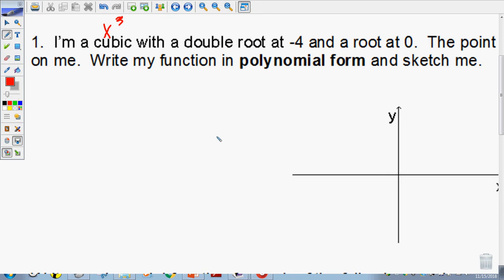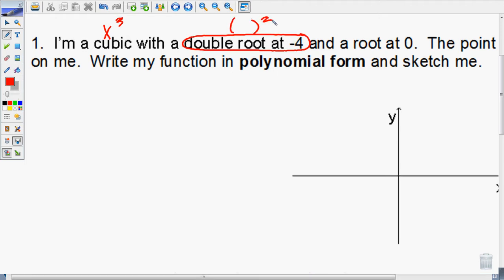Yeah. Means that it's x to the third, and I have a double root at -4. So this double root means what? X squared. It's going to be a squared factor. So my factor is going to have to be squared. And then a root, a is for a single term, right? Yeah. So this factor is just a single factor.